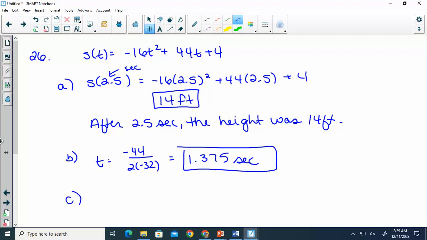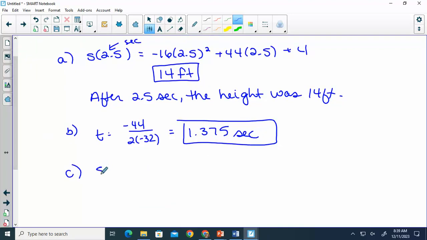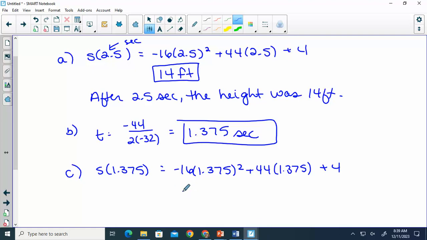And then part C wants to know what's the maximum height. So we know the time. All we have to do is plug that into the height equation. It's just asking for the y value of the vertex. And if we do that, we get 4.25.